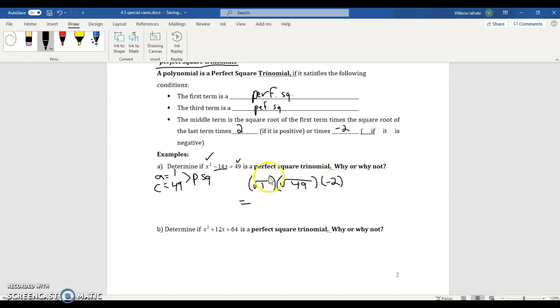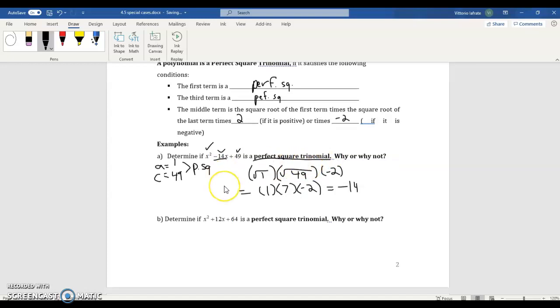And so that's going to be equal to square root of 1 is 1, times square root of 49 is 7, times negative 2. That's going to be negative 14. And look what we have here, negative 14. So all three conditions for this trinomial are met. So this is considered a perfect square trinomial. And because it's a perfect square trinomial, we can use a technique that will simplify perfect square trinomial factoring for us. And we'll see that in just a bit. Right now we want to know how to identify them to see if we actually have perfect square trinomials or not.